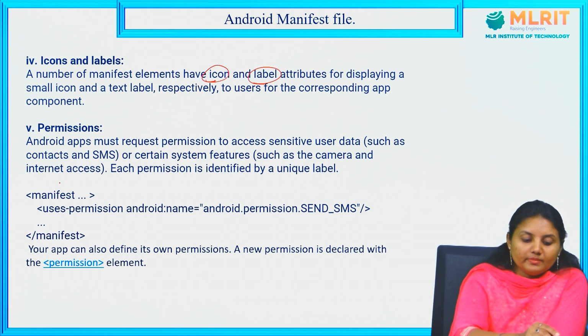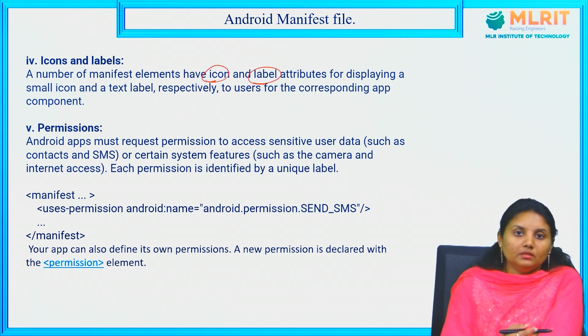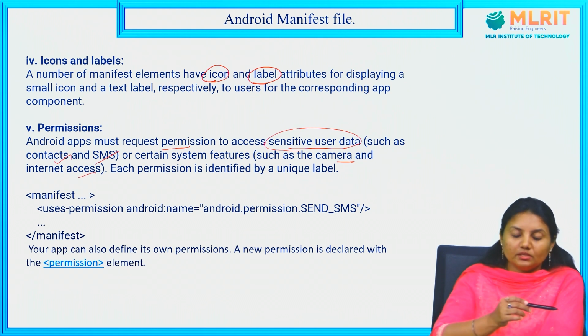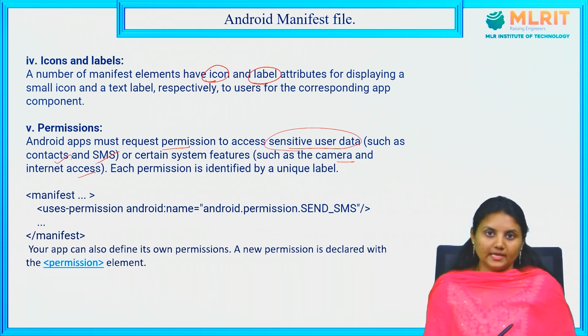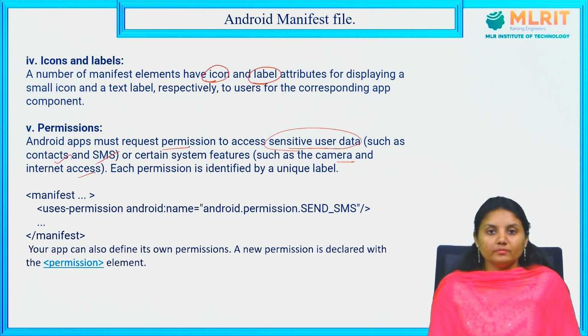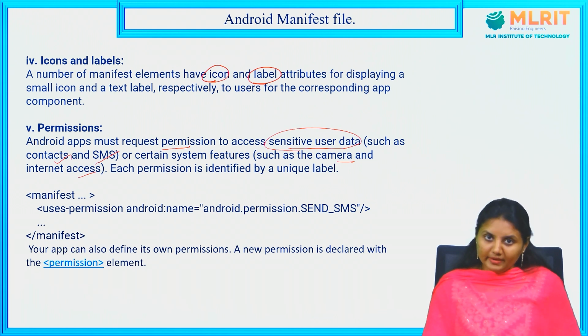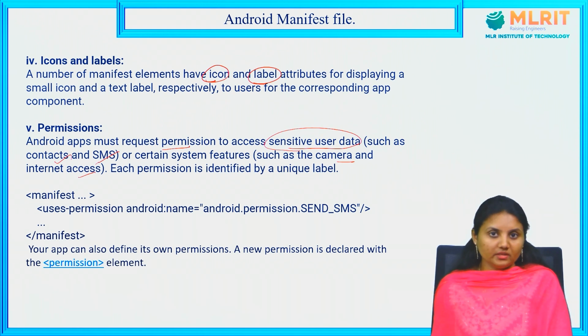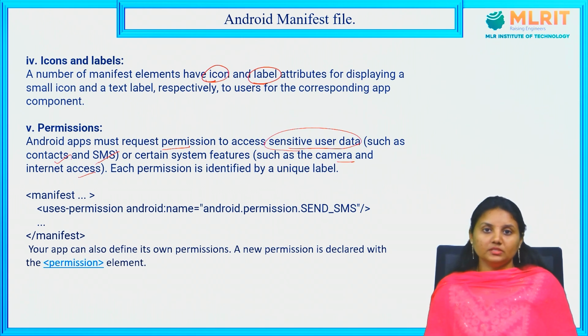Then permissions. Sometimes you need to give access, and sometimes you do not need to give access. In such cases, the app must request permission to access sensitive user data, that is contacts or SMS, or certain features such as camera and internet access. Every application should not be given such access. There are so many cyber crimes that happen, and such cyber crimes may be avoided when this access is limited to only a few applications. So there should be permissions or access control for any application that we are going to develop.